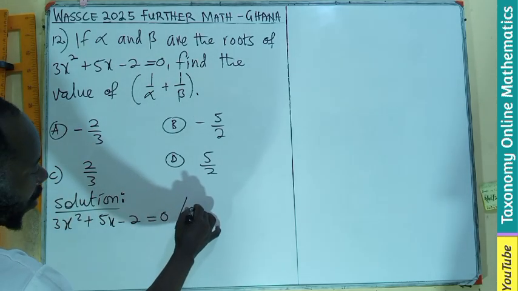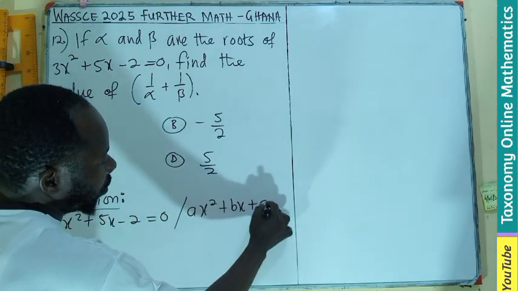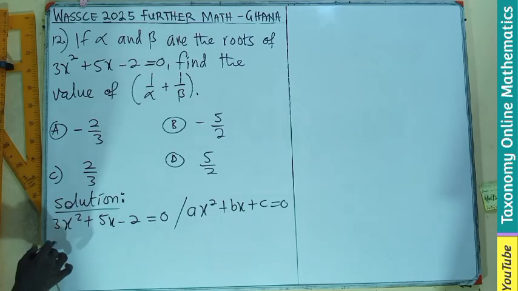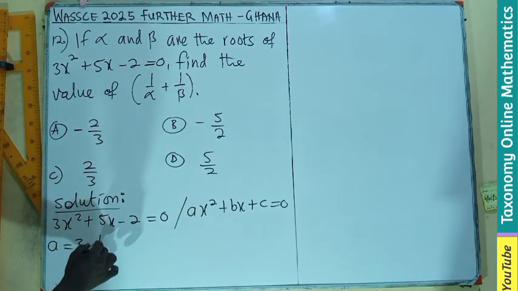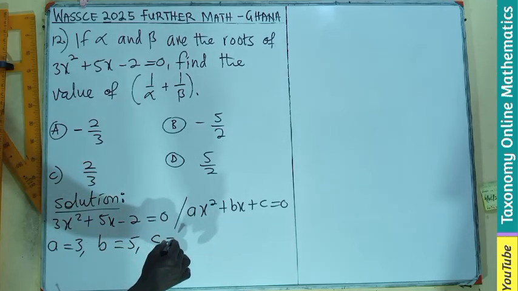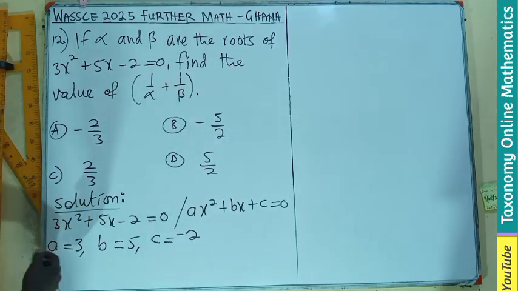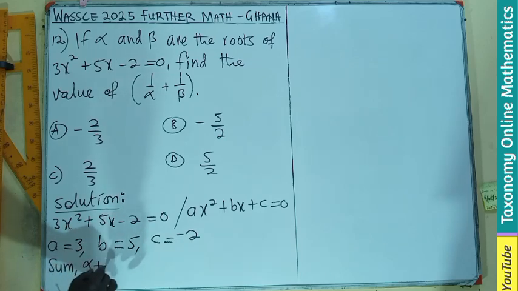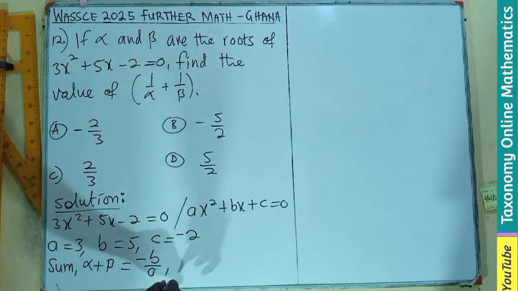If I compare with the original quadratic equation, you can see that my a, which is the first term in front of x squared, will be 3. My b is going to be 5. And my c is going to be negative 2. Now remember to find the sum of this equation, the sum, which is alpha plus beta, is minus b over a.